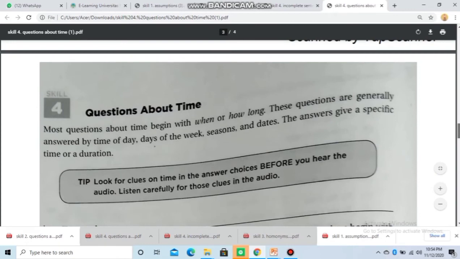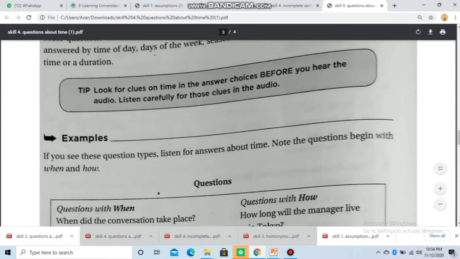For example, skill 4, questions about time. Most questions about time begin with when or how long. These questions are generally answered by time of day, day of the week, seasons, and dates. The answers give a specific time or duration. For the tips, look for clues of time in the answer choices before you hear the audio. Listen carefully for those clues in the audio.